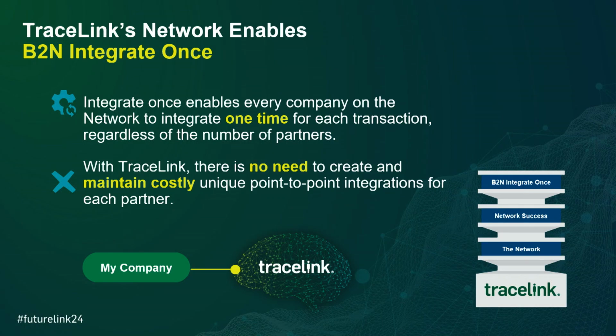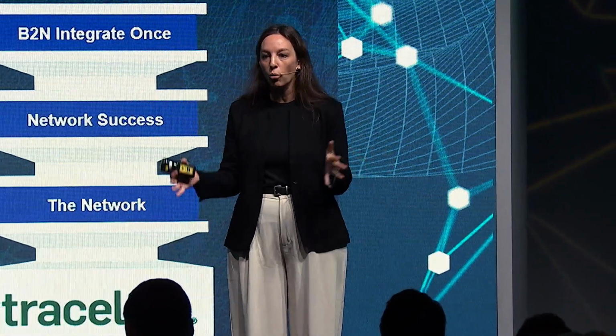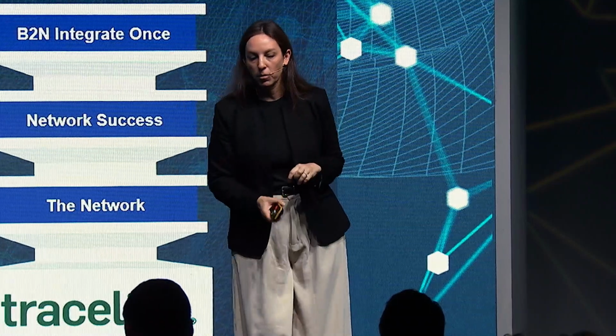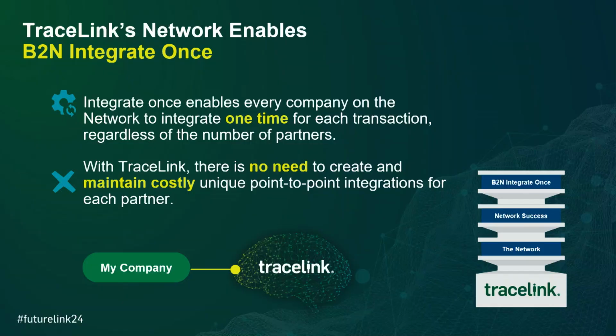What that means is that for your company, anytime you're exchanging a transaction with TraceLink, you only ever have to build that integration one time for each transaction. So there's no need for you to have and maintain costly point-to-point connections, right? For every transaction, you only need to manage that once, okay? And again, this is all facilitated because we have one entity on our network. We manage that and maintain that for you by your team. And that allows for this B2N integrate once model.